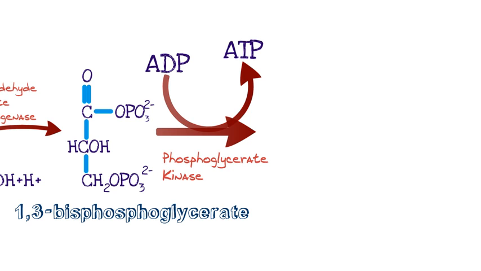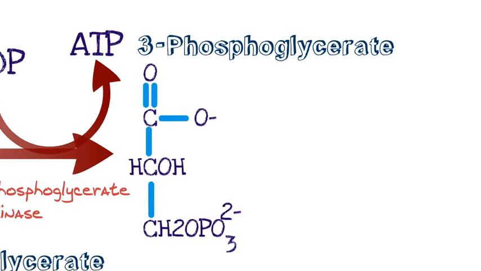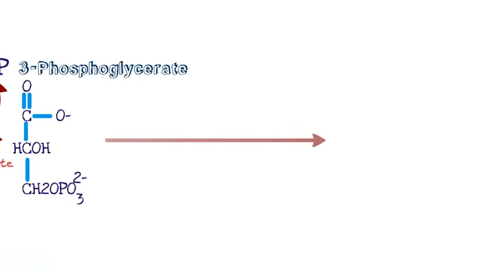Now, once kinase has acted, it produces 3-phosphoglycerate. Why? We had a phosphate at the 1 and 3 group of the 1,3-BPG. Kinase removed a phosphate at the 1 carbon, leaving us the phosphate at the 3rd carbon, creating 3-phosphoglycerate. Now that we have 3-phosphoglycerate, the next step is phosphoglyceromutase.